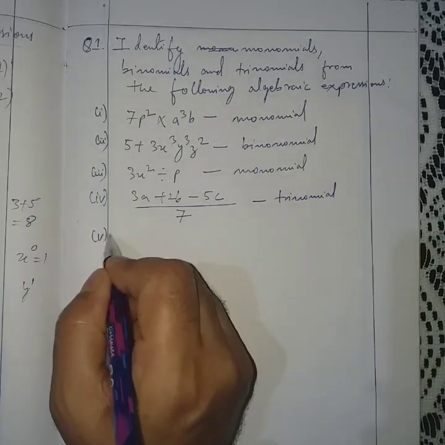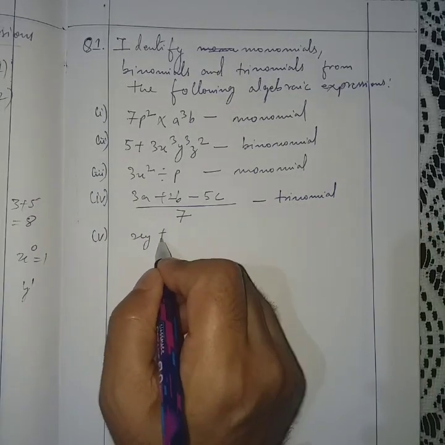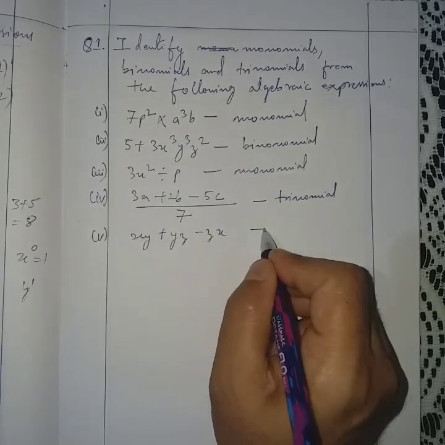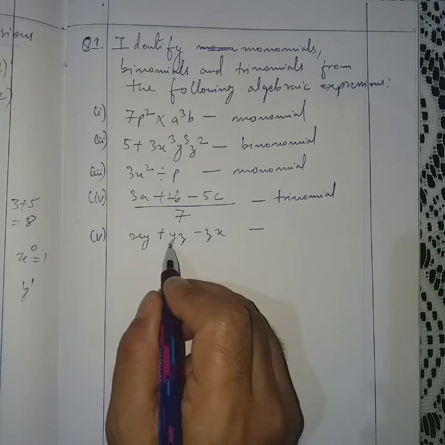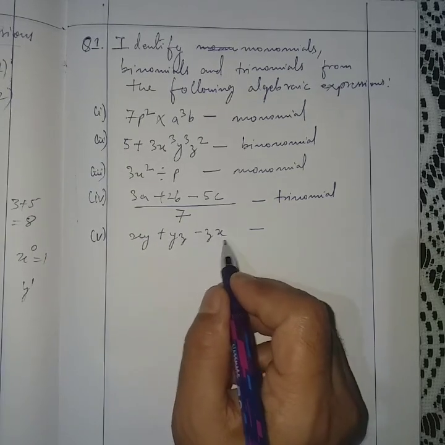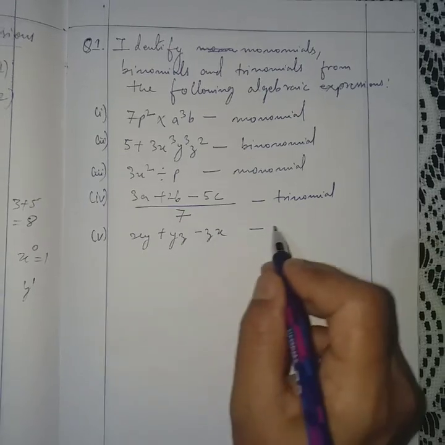Number 5, xy plus yz minus zx. This is also a trinomial. xy is one term, plus yz is another term, minus zx is another term, so there are three terms here, so trinomial.